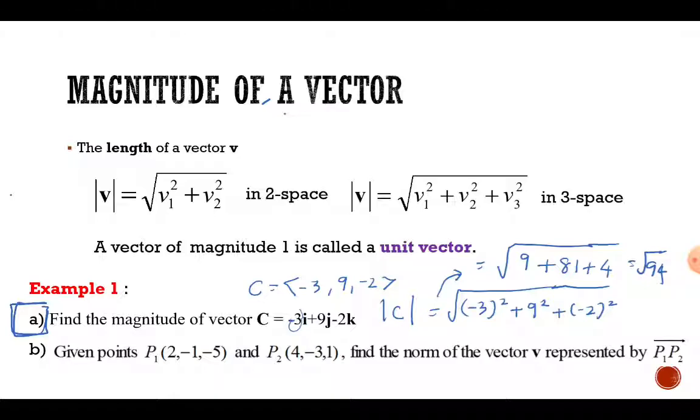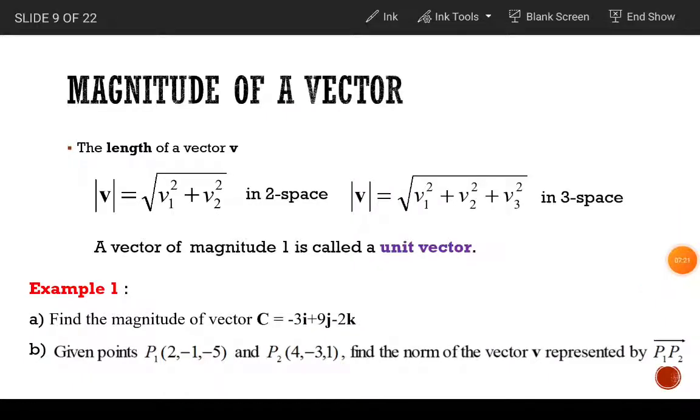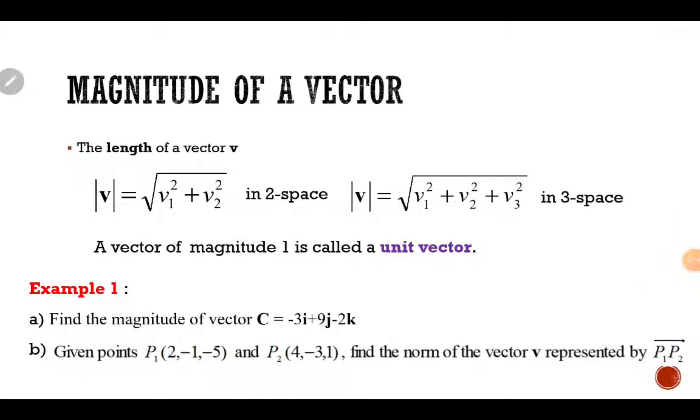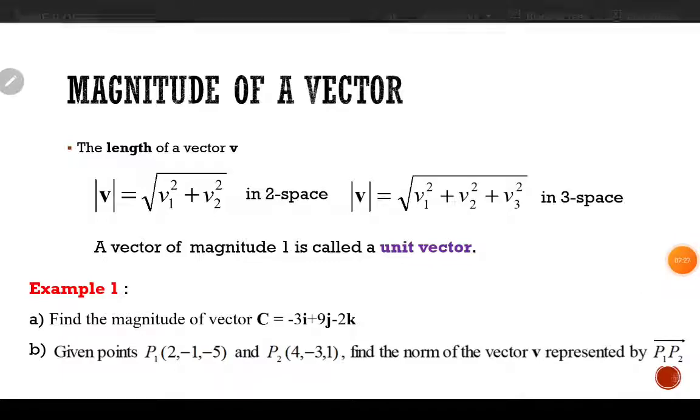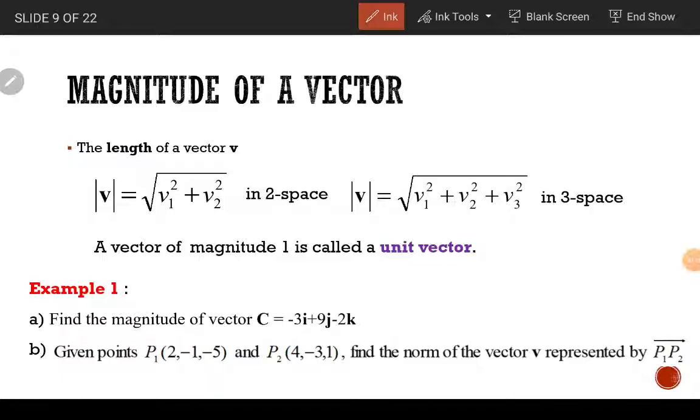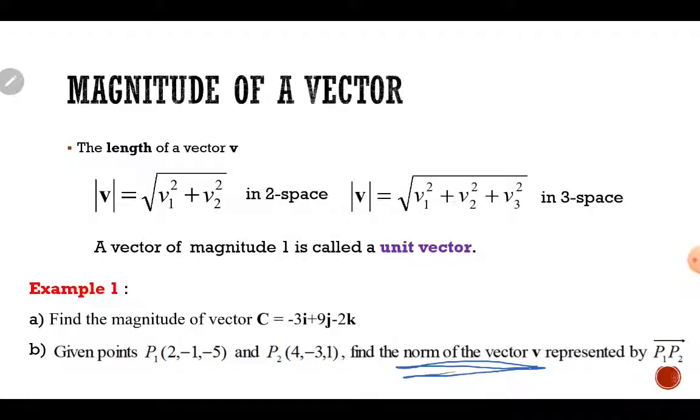For B, it asks you to find the norm of the vector V represented by P1, P2. To answer B, we need to proceed to the next slide first, because we need to know what it means by the norm of the vector V. Vector V you can find, okay, vector V is P1, P2.